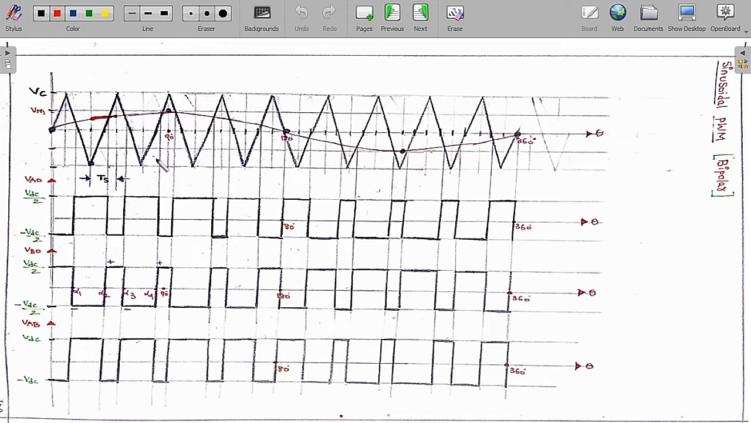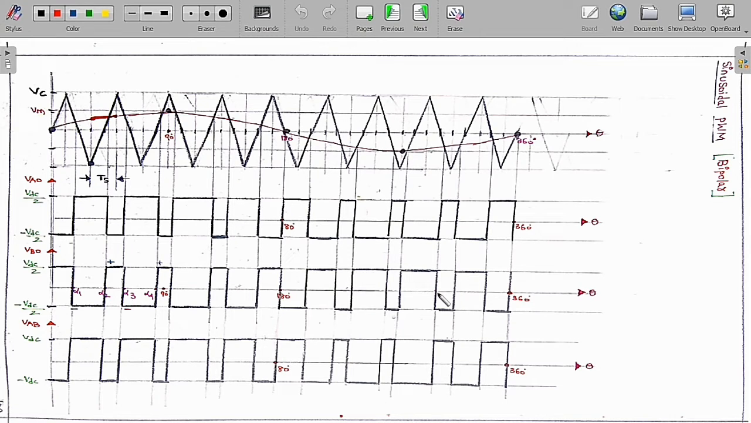Similarly, suppose the reference signal is lesser than the carrier signal, then trigger S3 and S4. Therefore, Va0 is equal to minus 0.5 VDC and Vb0 is equal to plus 0.5 VDC, and Vab is equal to minus VDC. This is the way this circuit operates.